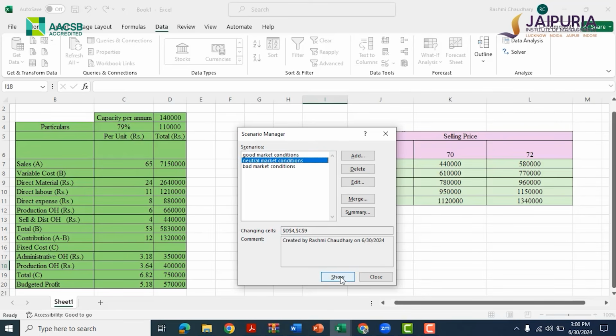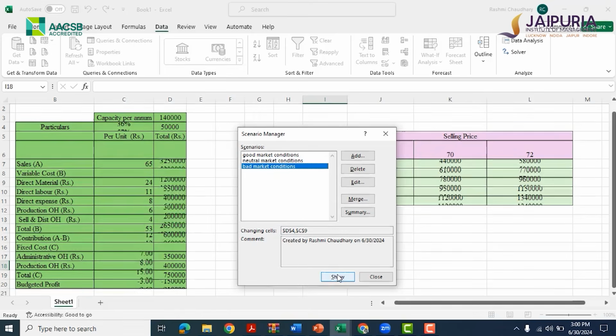Neutral market conditions, let's see the neutral market conditions. You are selling 80,000 units and you are earning a profit of 2,10,000, wherein the material price has increased by 2 rupees, that is 24 rupees. And now you are working at 57% capacity.